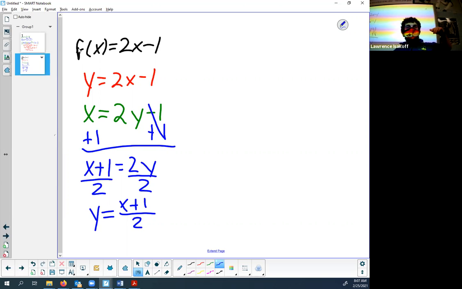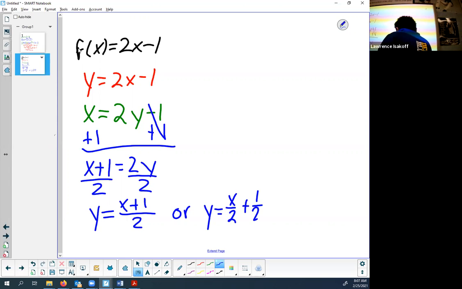However, I saw some of you on your exit tickets on this stuff said you don't like the big fraction, but realize you can split it up. If you prefer, you could write it y equals x over 2 plus 1 over 2. I saw many of you on exit tickets involving inverse functions write it like this as opposed to this. They are equivalent. I don't care which way you write it.